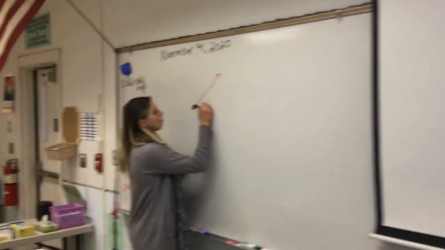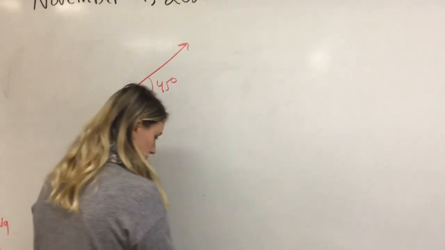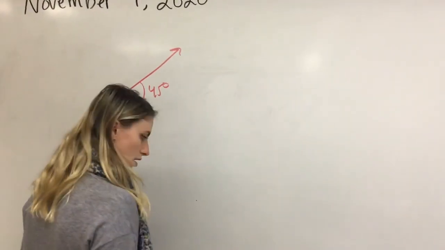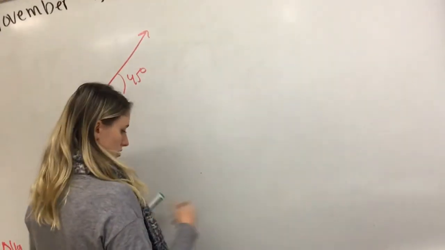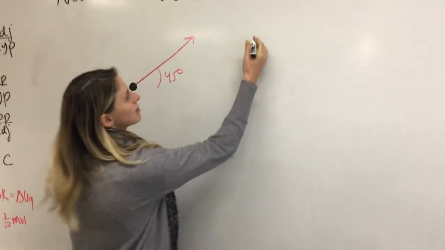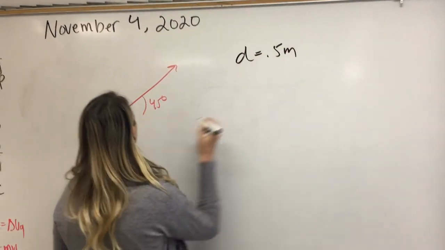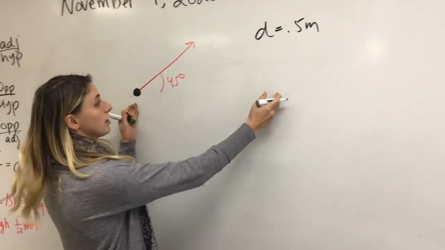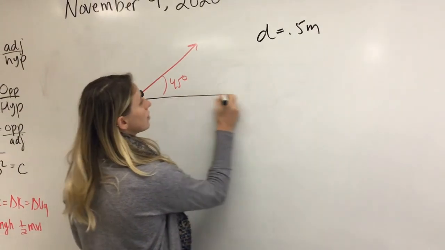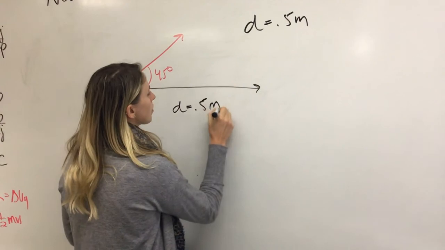45 degrees. But the displacement was 0.5 meters. Oh, sorry, the displacement equals 0.5 meters. And so we moved it. Should I draw it under here? Just draw an arrow. Displacement equals 0.5 meters. Okay.